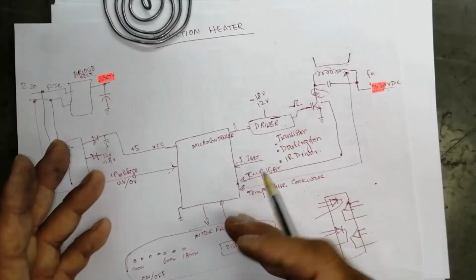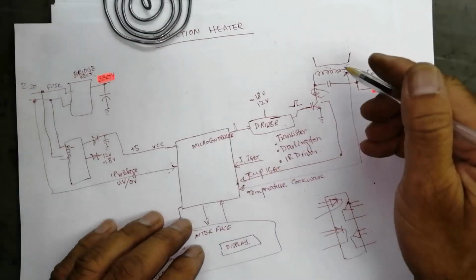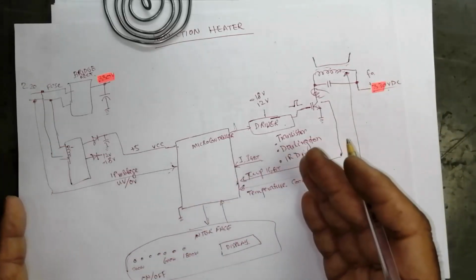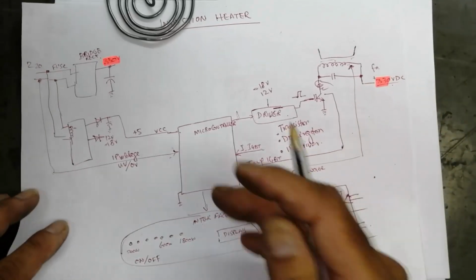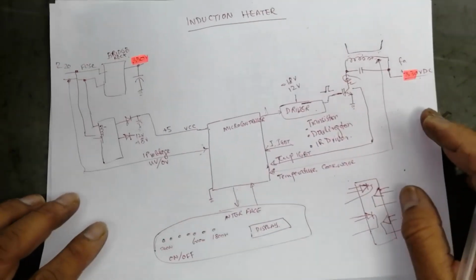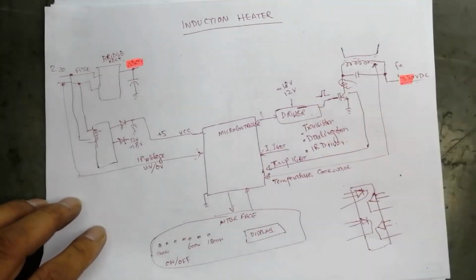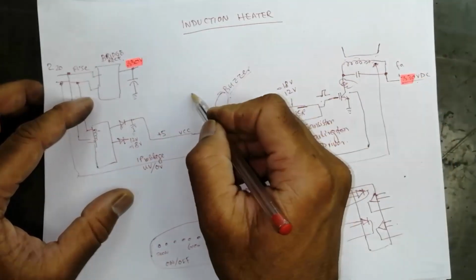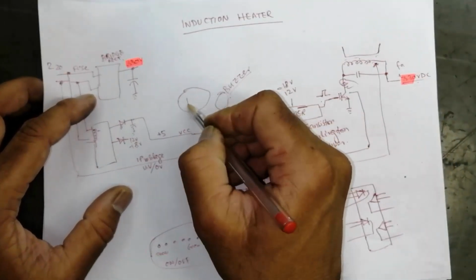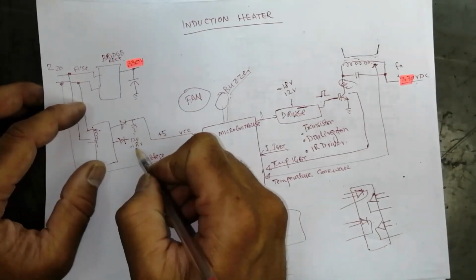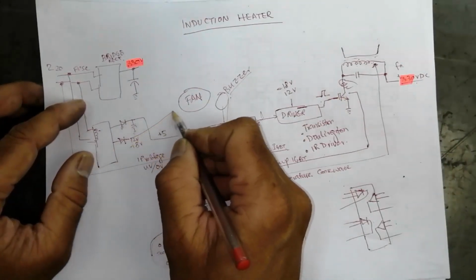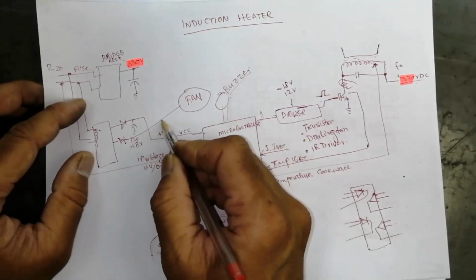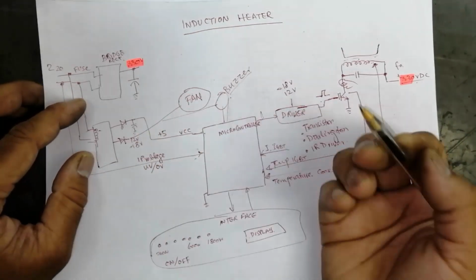Another safety, auto power off. So when there is no plate, it will automatically power off. So these are controls, safeties, what a designer needs. There is a buzzer circuit. Then there is a fan, a cooling fan. So we need 12 volt here, we need 12 volt here.